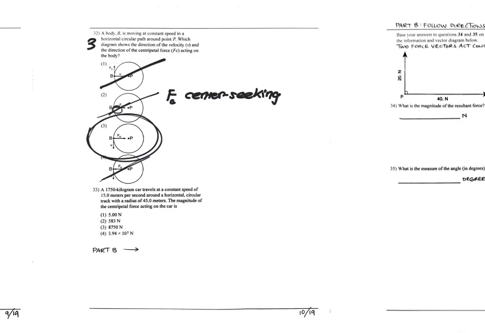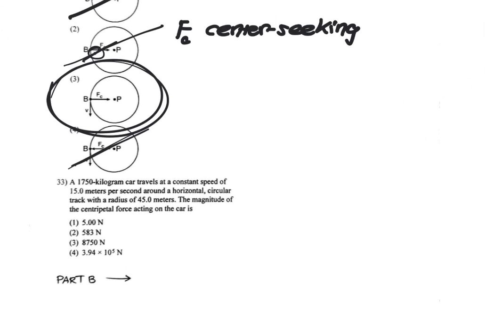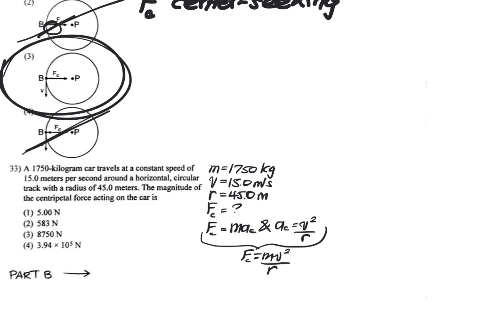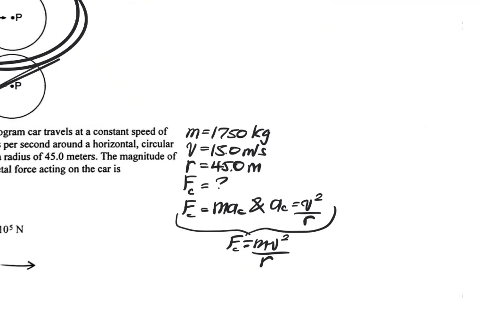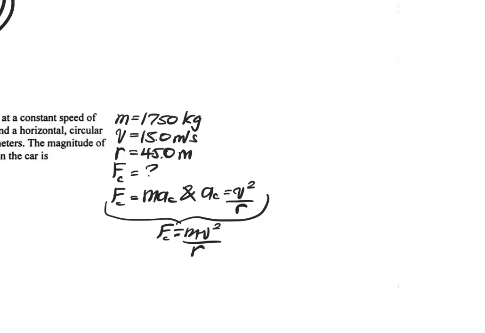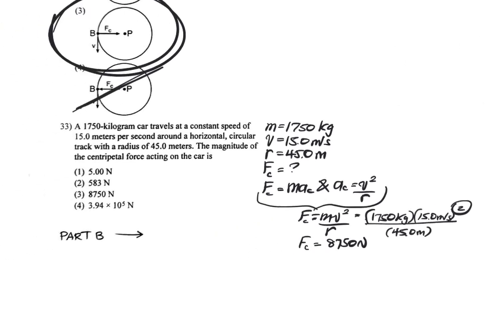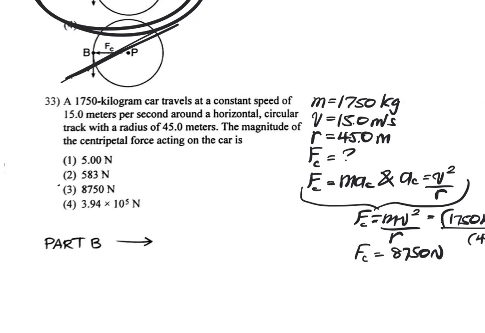All right. And then last but not least, we have a calculation. It wants to know what is the centripetal force. So let's write down the things that they tell us. They give us the mass, the velocity, and the radius of a car traveling in a circle. It wants to know the centripetal force, which is m a_c, but a_c is v squared over r. So when you throw them together, you get F_c is mv squared over r. Don't forget that the v is squared. Again, don't forget to square that v. We wind up with 8750 newtons for our centripetal force, and that is choice 3.